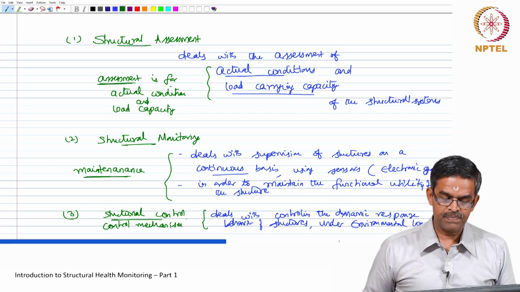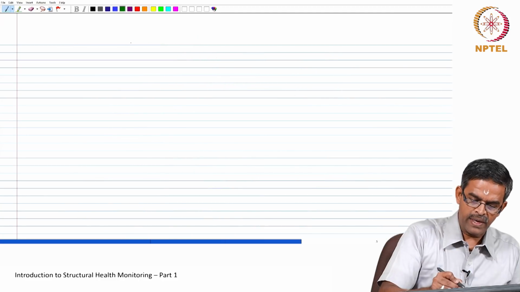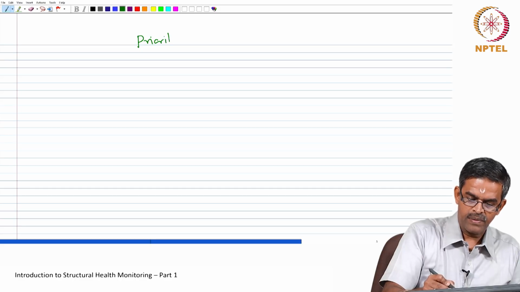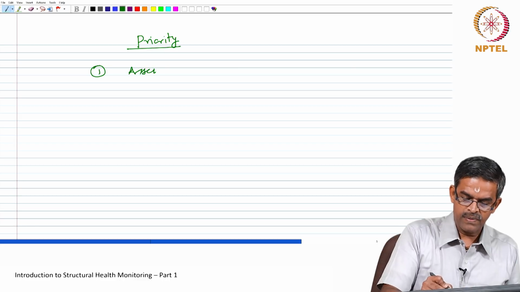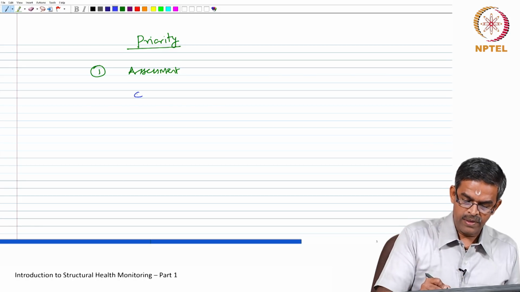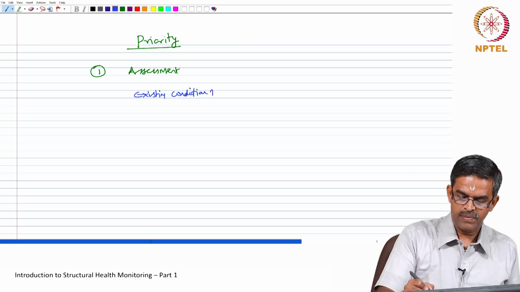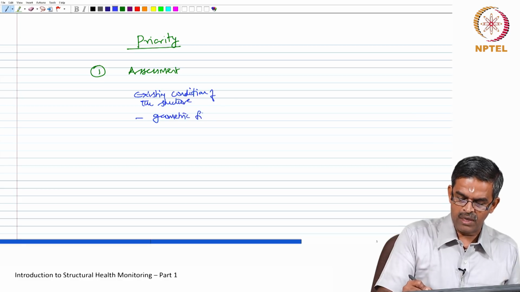Let us ask a question: the priority of importance of these three objectives. What are the three objectives? Assessment, which talks about the preparation of the existing condition of the structure in terms of its geometric fitness and load capacity.